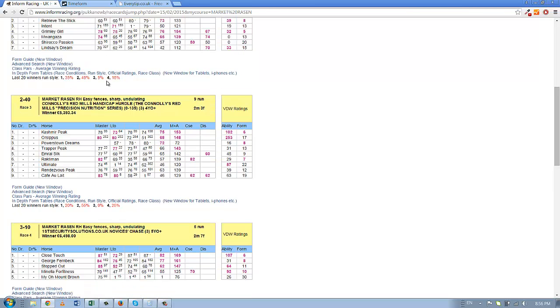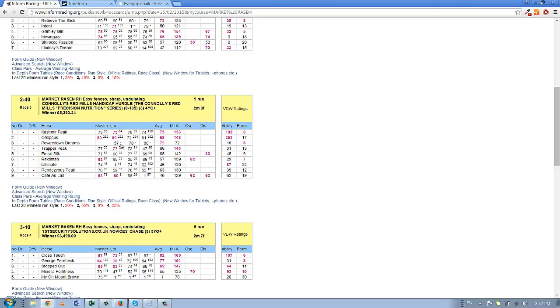Now, these ratings are pretty much amazing, because they give a master rating, and you can see here that they give the top 3 master ratings. Over years of data with Inform Racing, any horse that lands within the top 3 master rating wins 50% of the time. This is huge when it comes to eliminating non-contenders.